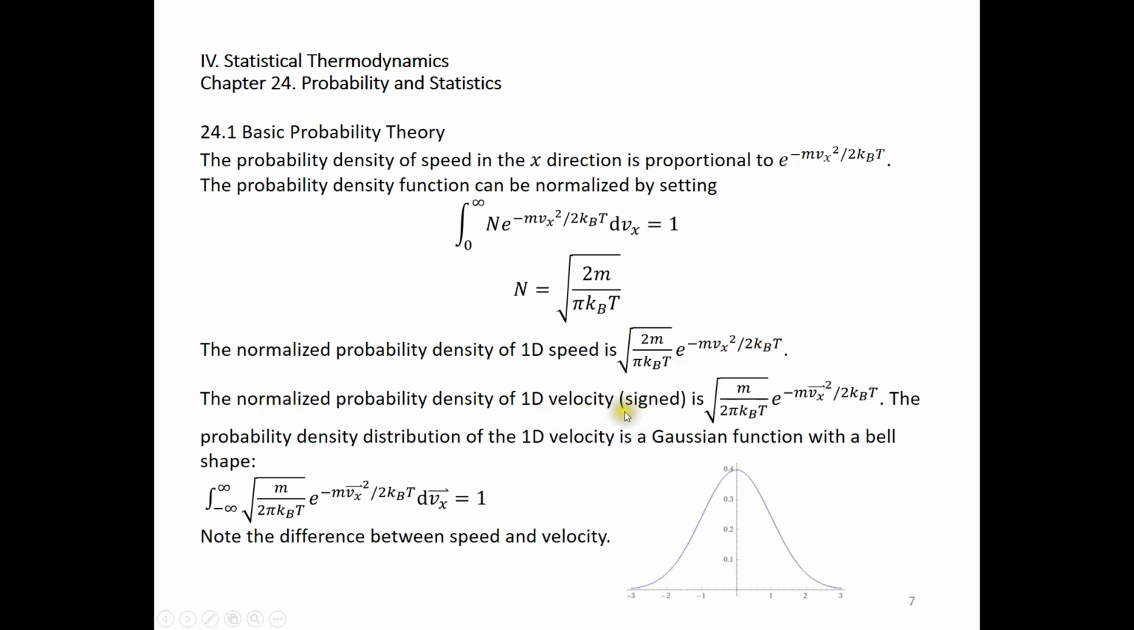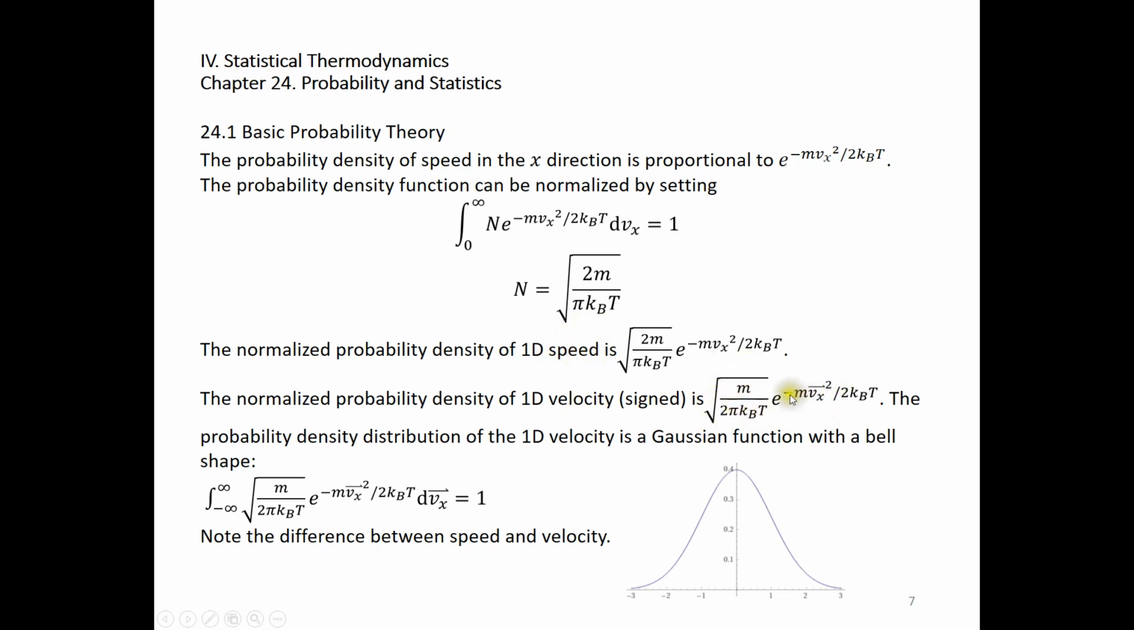What about velocity? The normalized probability density of velocity is actually 1/2 of this. You can see when this is divided by 2, this 2 disappears from the top, appears on the bottom, because I just divided this normalization factor by 2. Because the velocity is signed. So if you have a speed of 1 meter per second, the velocity can be negative 1 meter per second and positive 1 meter per second. They share the same speed, so I need to divide this by 2.